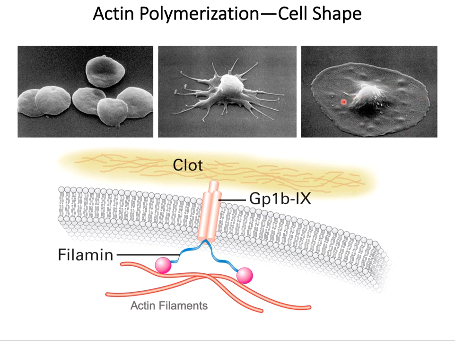A lot of this is mediated by the changes in actin. In particular, it is mediated by a transmembrane protein complex known as GP1B-IX, which can interact with a clot on the outside and with actin on the cytosolic side of the platelet membrane. It connects with the actin through filamin. So this is another role of filamin, which is a cross-linking actin binding protein.